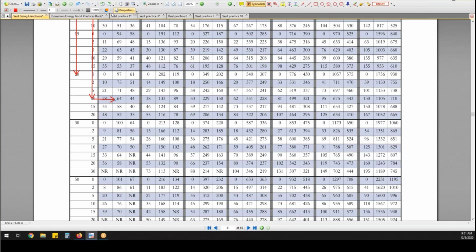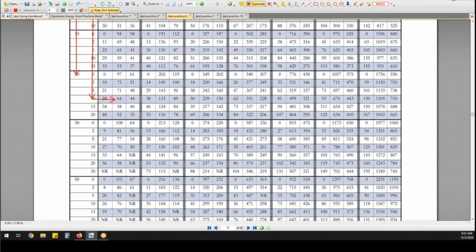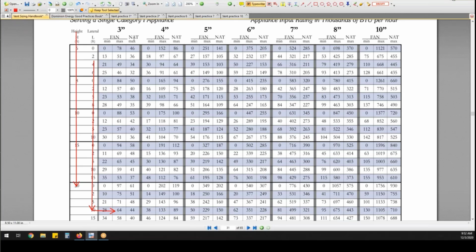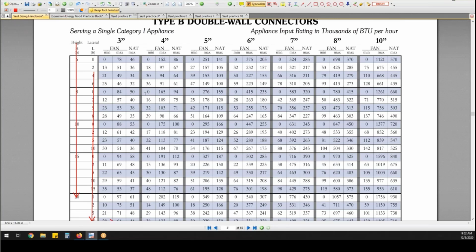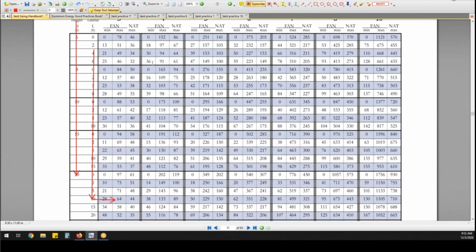We're working with a natural draft appliance again, so we're on 6, and I need 35,000 BTUs. I've got to be able to get 35,000 BTUs of heat energy up that flue. So I come back over here, and again, I'm working with a natural draft appliance, so I want to make sure I'm in the natural draft column. I'm using everything as double wall with a single appliance.